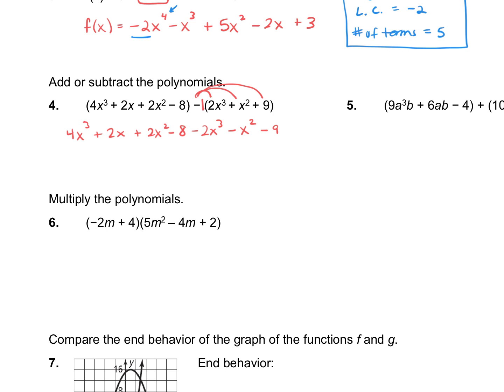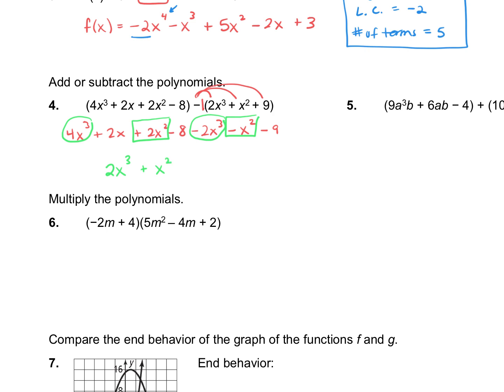Now we're going to combine like terms, and we want our answer to be in standard form. So I'm going to find the highest exponent first. We have a 4x cubed that we will combine with a negative 2x cubed. So 4x cubed and negative 2x cubed is a positive 2x cubed. Now we look for any x squared. So here's a positive 2x squared and a negative x squared. So 2x squared minus x squared is a positive 1x squared.